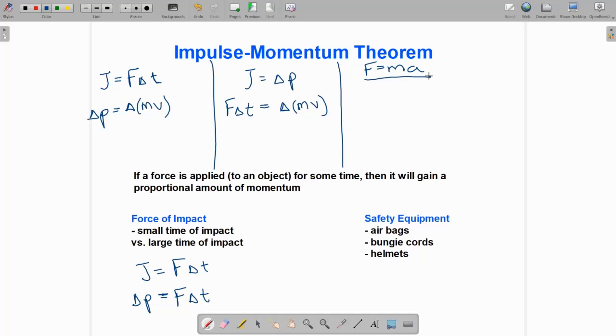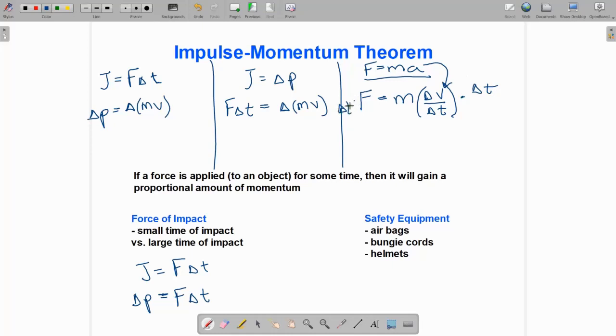Remember that acceleration is just an object's change in velocity divided by the time that it took for that change. So let's rewrite this as force is equal to mass times change in velocity over change in time. That's just another way to write acceleration. Now let's multiply by change in time on both sides to get that out of the denominator.